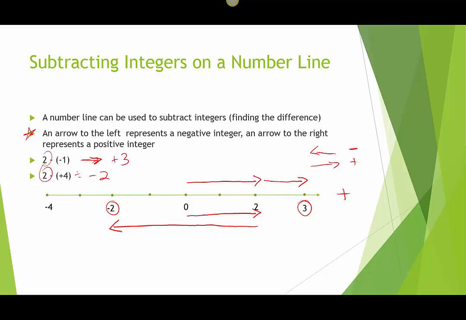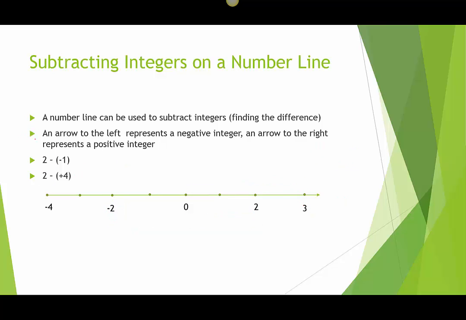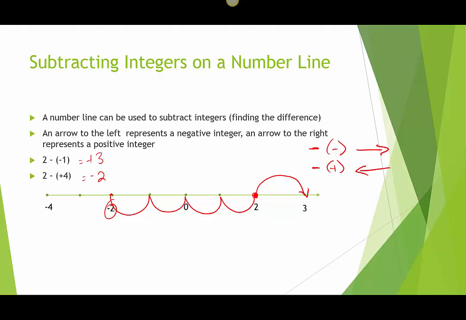Okay? So again, remembering that we can do this also with our dots if you don't want to do the arrows, right? So we start at 2, we take away a negative 1, so when we're taking away negatives, we're going to go this way, 1 space, to a positive 3. If we start at 2 and we're taking away positives, we're going to go this way, 1, 2, 3, 4, for a negative 2. So remember that if you're removing negatives, your arrow is going to go this way. If you're removing positives, you're going to go this way on the number line.